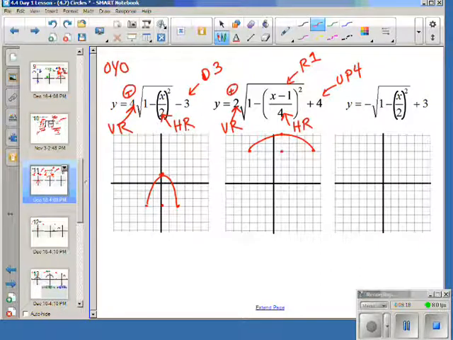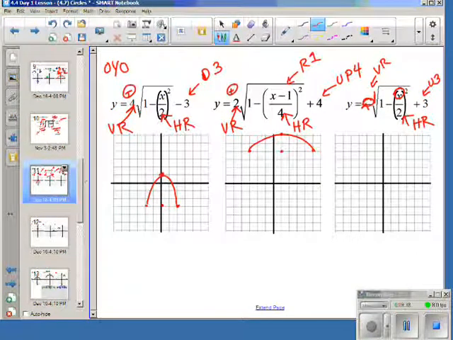And then our last one. Now we notice we do have a negative right here. You can think of that as being like a negative 1. So the negative tells us it's going to be the bottom half of our circle. This 1 is still our vertical radius. This 2 is our horizontal radius. There's nothing that goes with the x, which means we do not move right or left. And this 3 tells us we're going up 3.